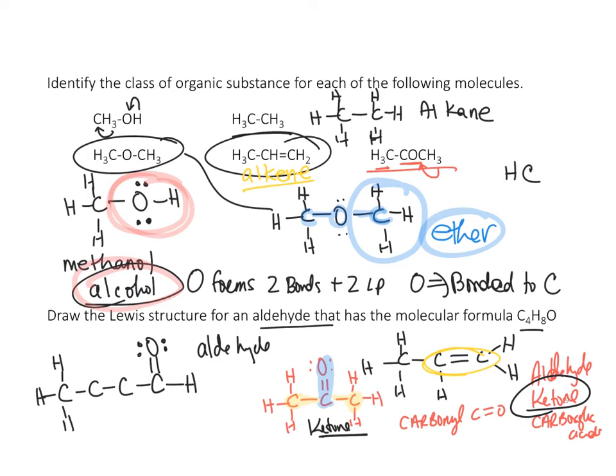So carbon gets 4 bonds. So 1, 2, 3, 4. This already has 2, so add 2 more. You've got 2, add 2 more. Let's see if that works out. C4, 3, 4, 5, 6, 7, H8, and 1 oxygen. So this is an aldehyde.